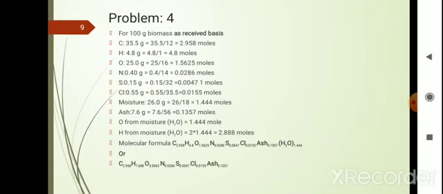So both are the same. Either we can write it with water separately, or we can write it in the second form. This equation will be used in calculating the stoichiometric air fuel ratio of this biomass, which is very, very useful.